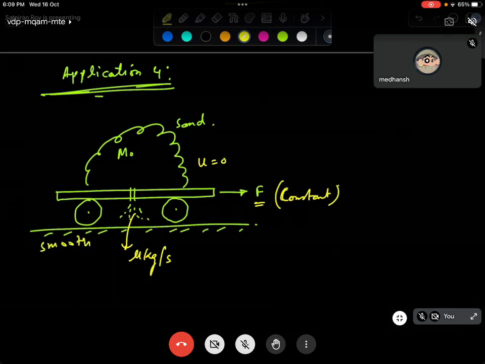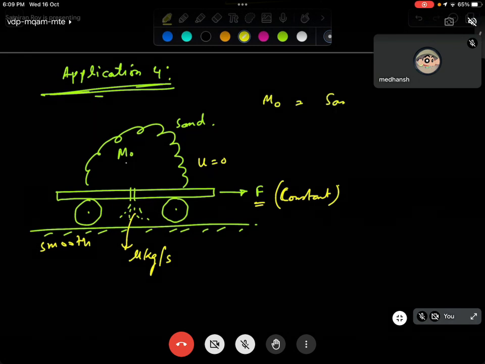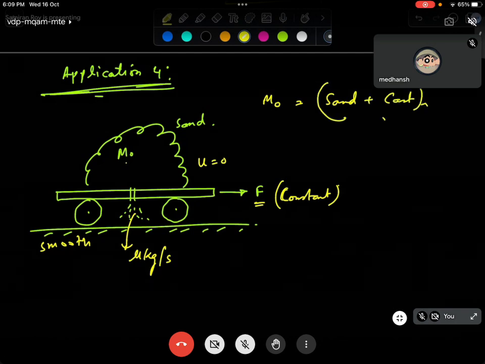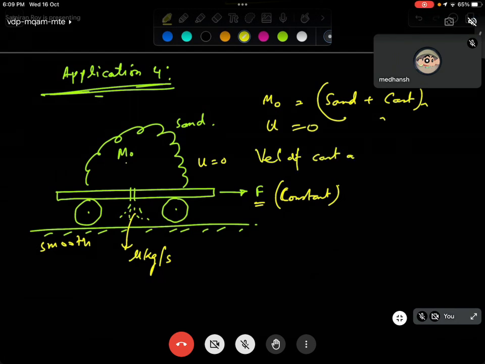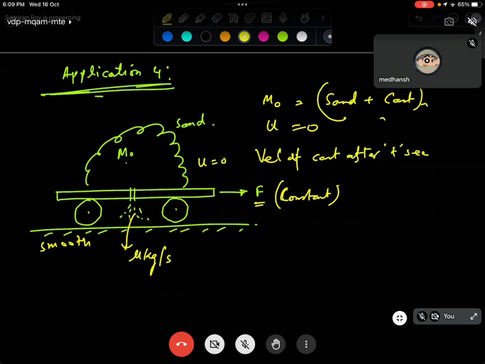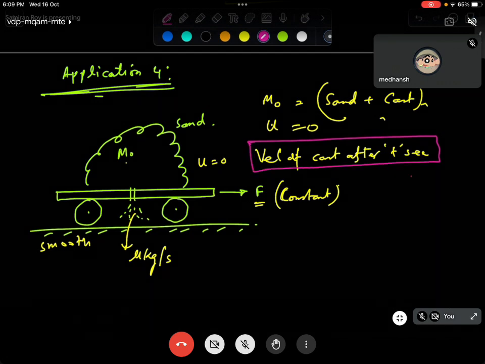This is mass of sand plus cart, m naught. M naught is sand plus cart, initial mass. Initial velocity u is equal to 0. You have to find velocity of cart after t seconds. Okay, this is what you have to find. All of you solve this.